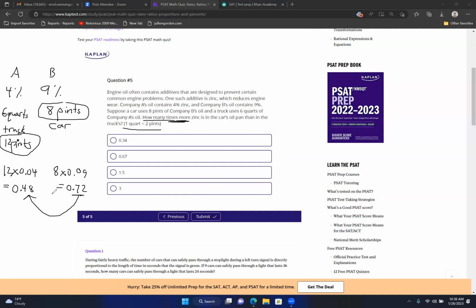0.24. How you getting that? Not the difference. See this last question right here? How many more times? How many times more zinc is this one than this one? Just divide it. 0.72 divided by 0.48.